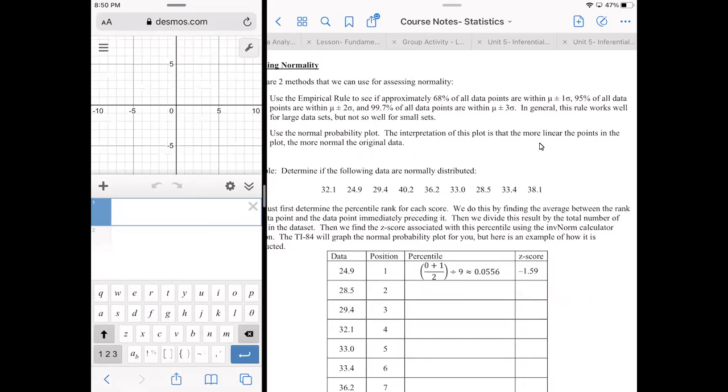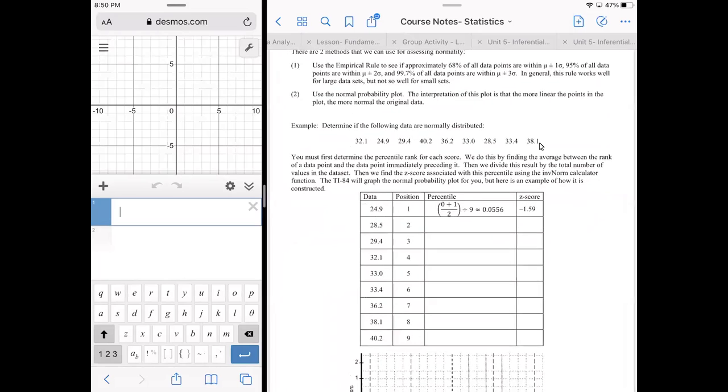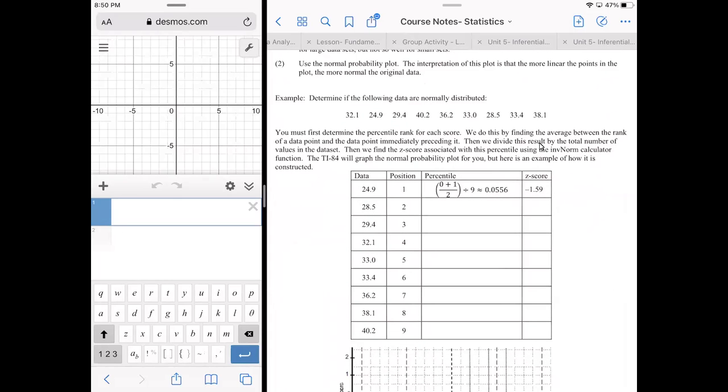If we want to determine normality, we could use the empirical rule, but we could also use this normal probability plot. The question says to determine if the following data are normally distributed. The process here: you must first determine the percentile rank for each score. We do this by finding the average between the rank of the data point and the data point immediately preceding it. That's going to need further explanation, and I'll get to that in a minute. Then we divide this result by the total number of values in the data set. Then we find the z-score associated with this percentile using the inverse norm function, but we're going to do it a different way.